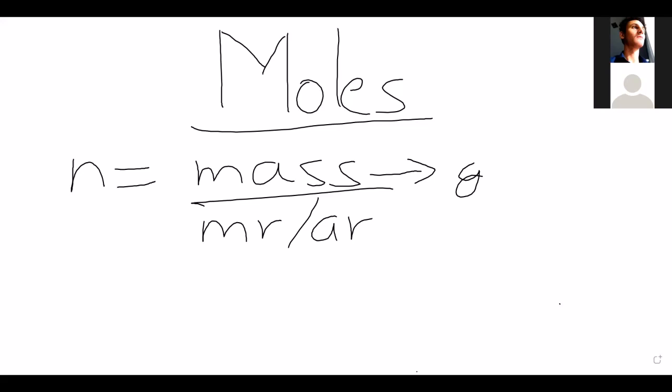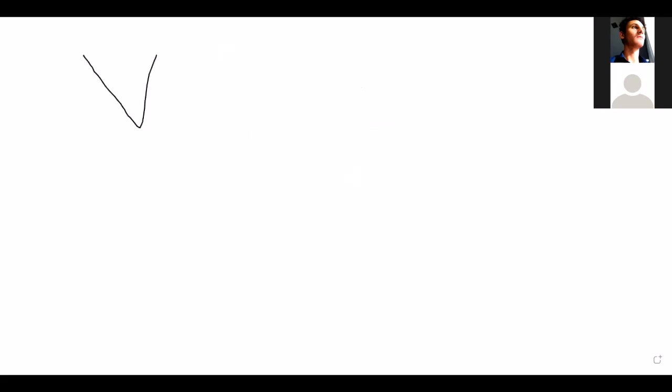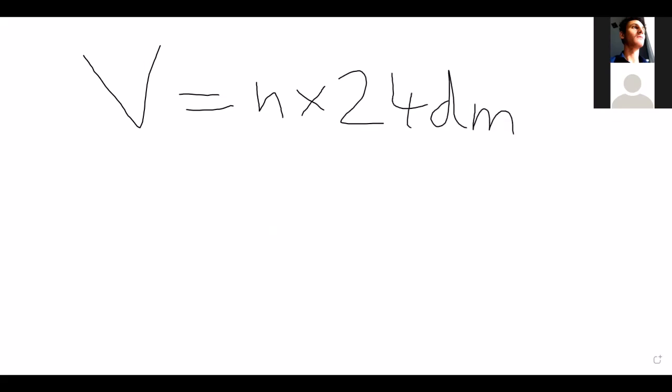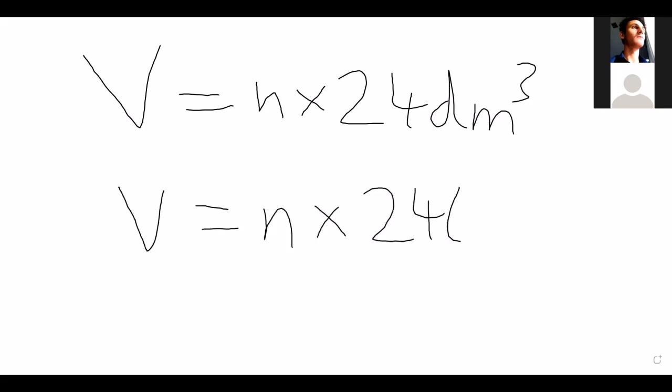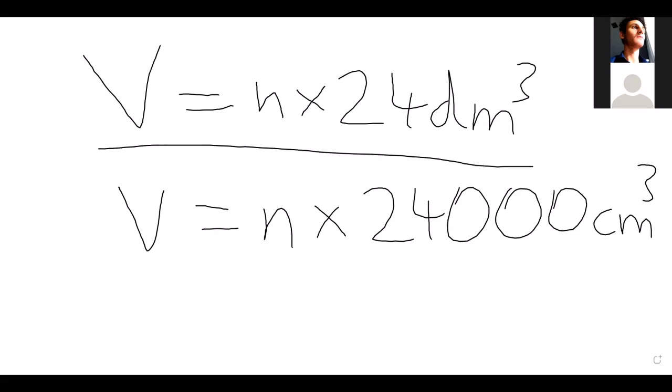Now the next formula, for the volume of a gas, is V equals n into 24 dm³, or V equals n into 24,000 cm³. If we have to find the volume in decimeter cube, then we use the first formula, and for centimeter cube, we use the second formula.